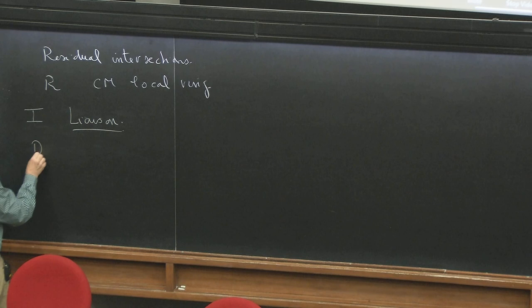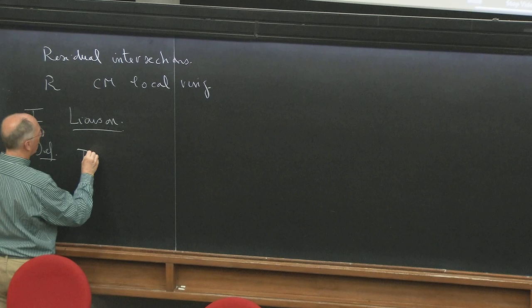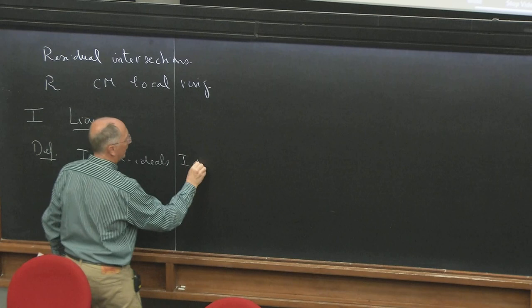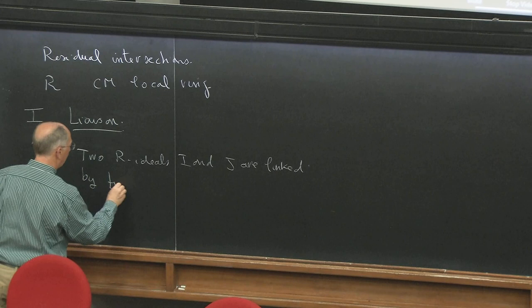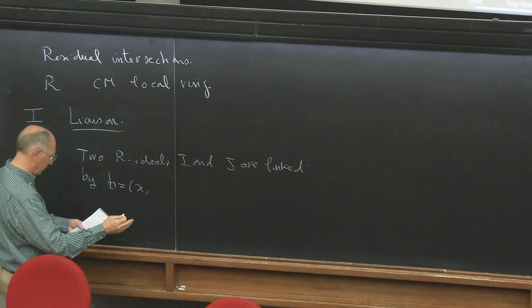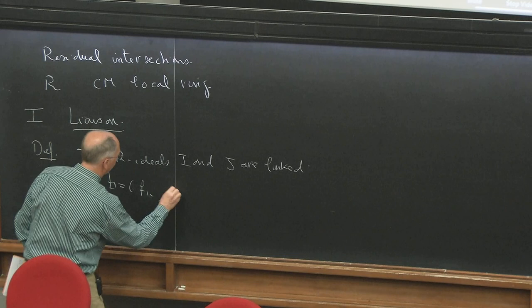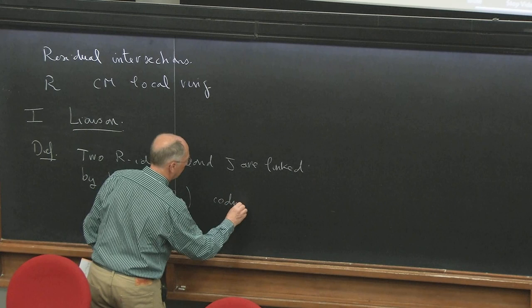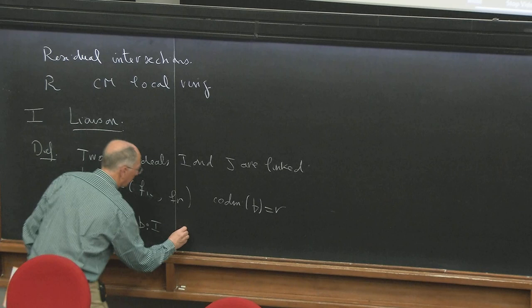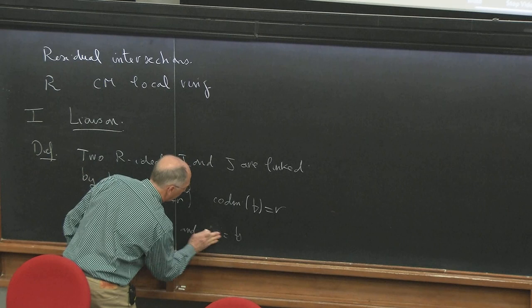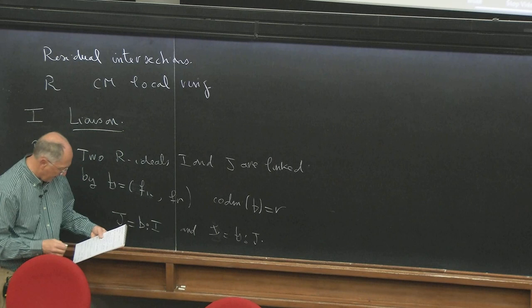So I recall the definition of liaison or linkage. Two R-ideals I and J are linked by a complete intersection ideal B, where B = (f_1, ..., f_r), such that the codimension or height of B is equal to r, so that's a complete intersection ideal, and you require that J = B : I and I = B : J. That's linkage. And so some remarks on that.